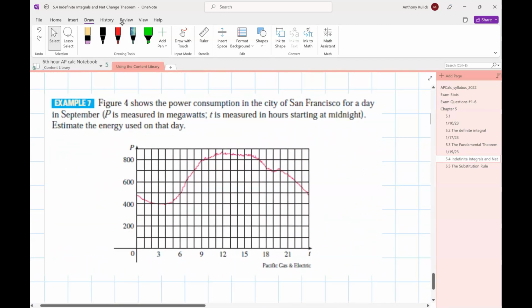So here it says figure 4 shows the power consumption in the city of San Francisco for a day in September. P, that's the y-axis, is measured in megawatts. T is measured in hours starting at midnight and asks us to estimate the energy used on that day.